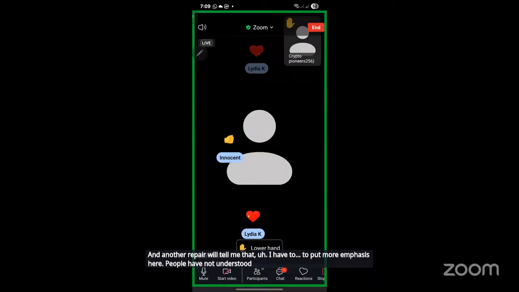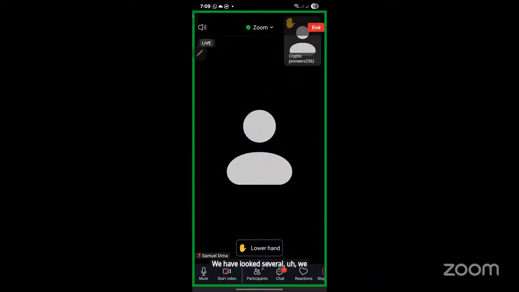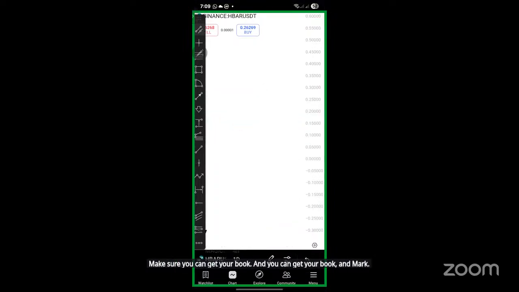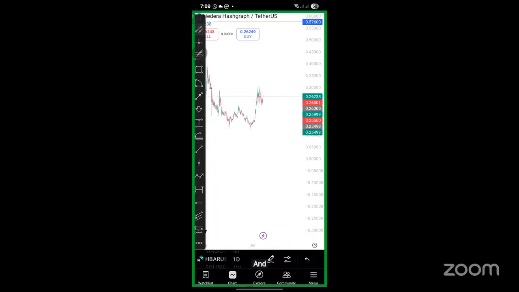Very good. Now let me go ahead. We have looked at several things. Make sure you can get your book and mark and make some record.